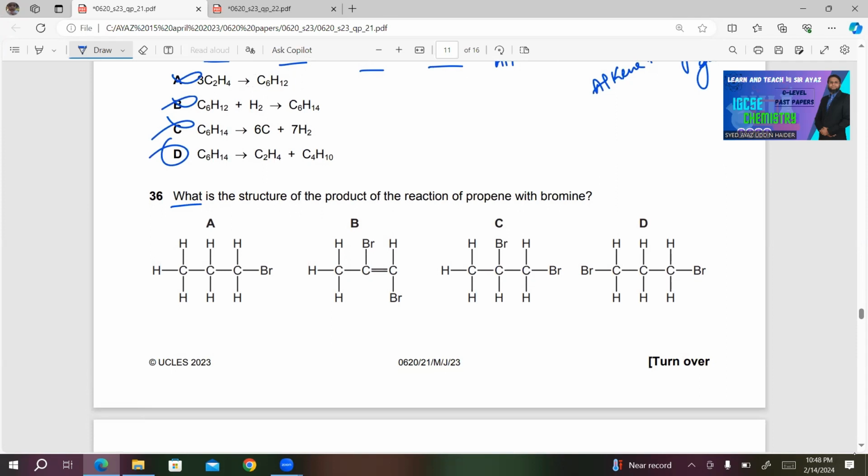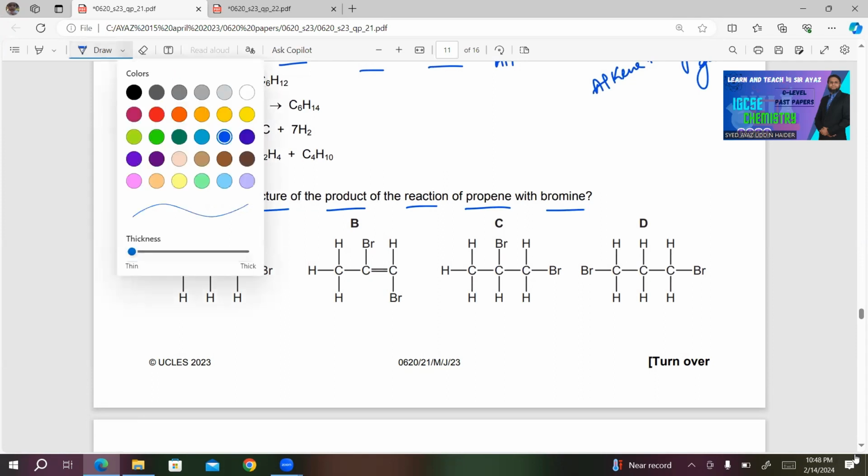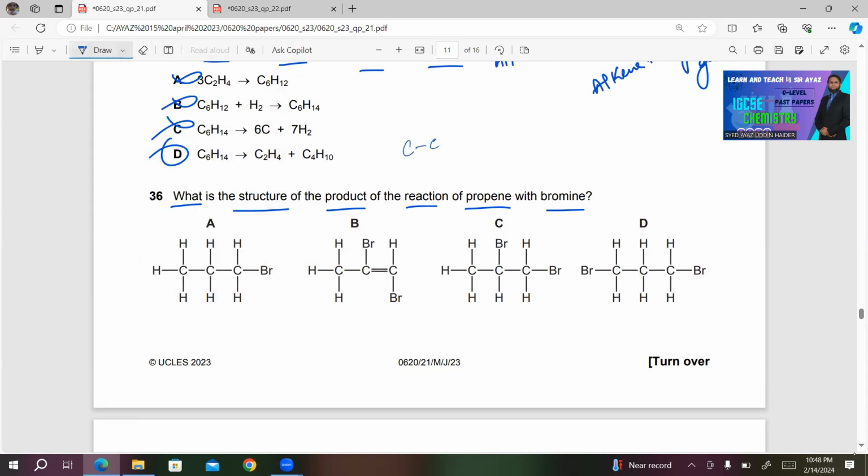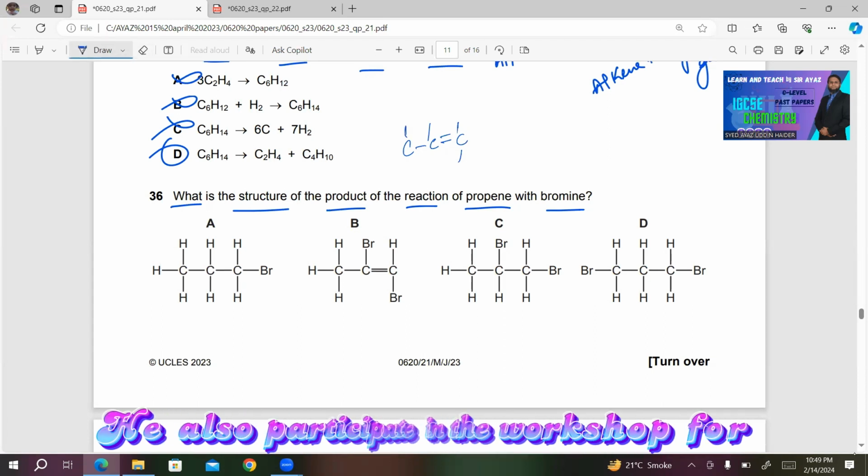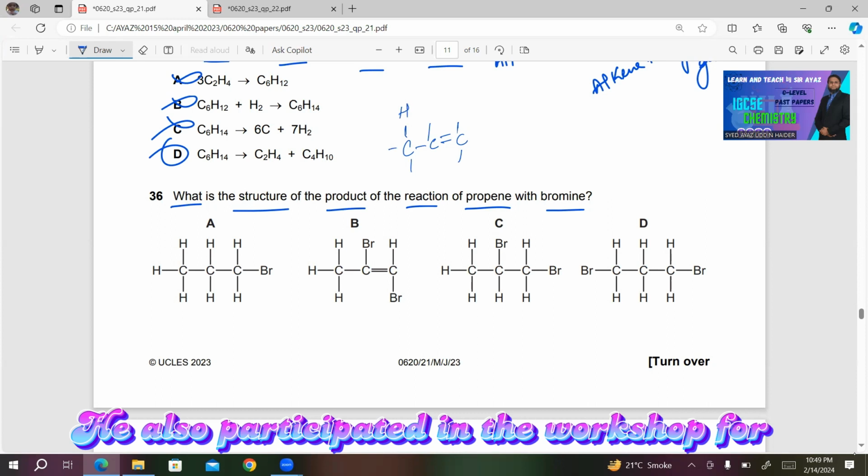Number 36. What is the structure of the product of the reaction of propene with bromine? So I'm drawing the displayed formula of propene here. Propene is this: 1, 2, 3 carbons. There must be one carbon-carbon double bond. These are hydrogen atoms, placing the hydrogen atoms.